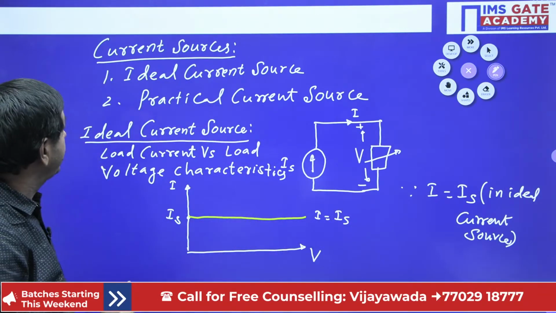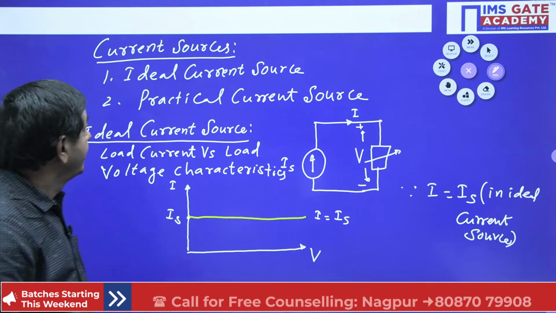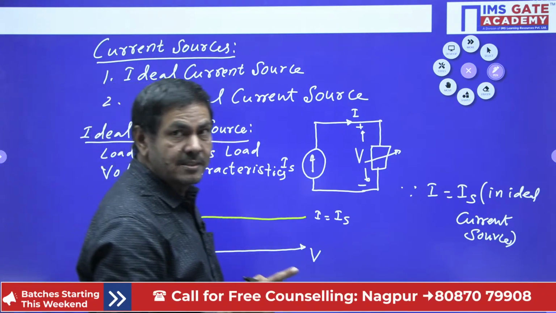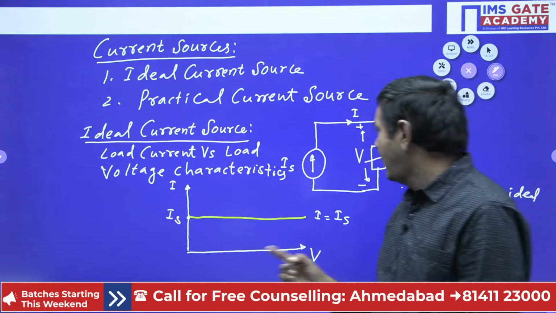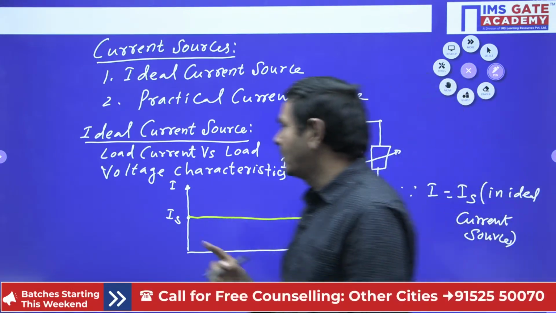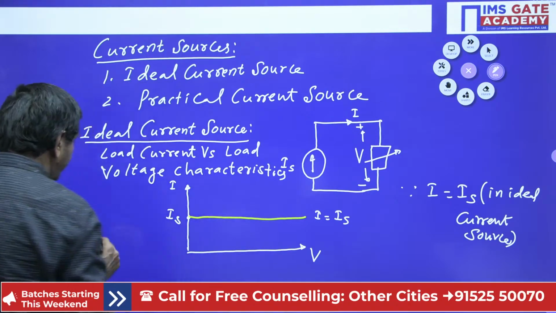Now what property can we write for the current source? In an ideal current source, load current is not dependent on what? Load voltage only. That point is very important. We can write the property like this.